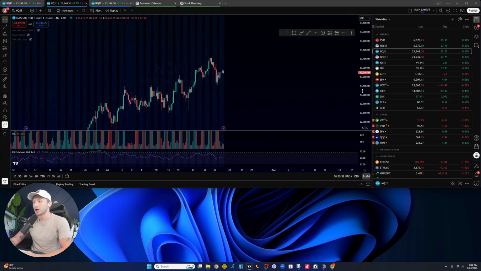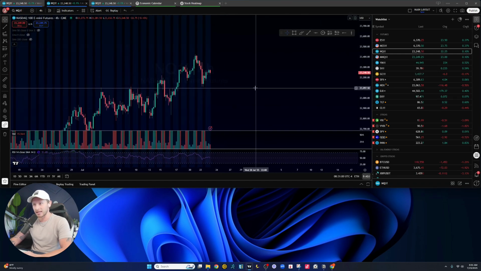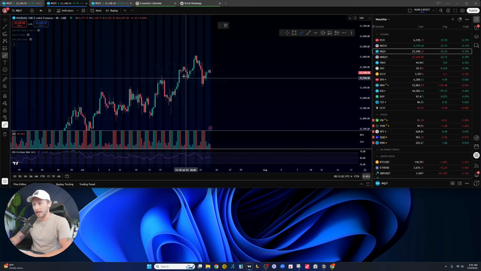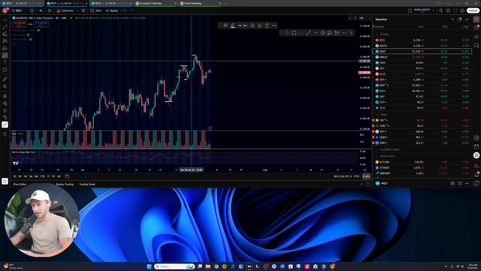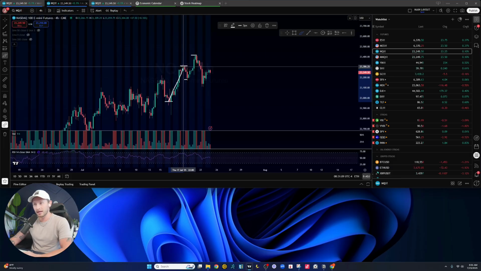Why is that? You need two clear legs in one direction. So if we look at this area, we were clearly in an uptrend, right? We have leg, retracement, pullback, higher low, followed by the higher high, another leg.